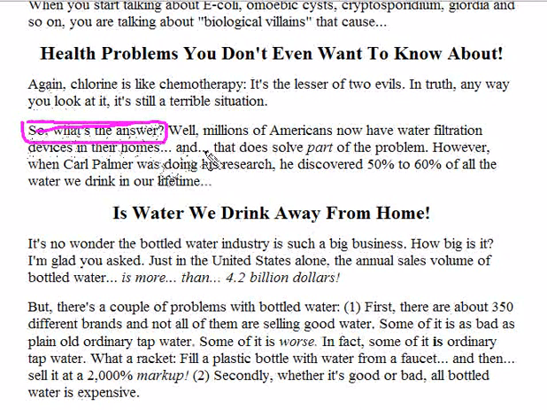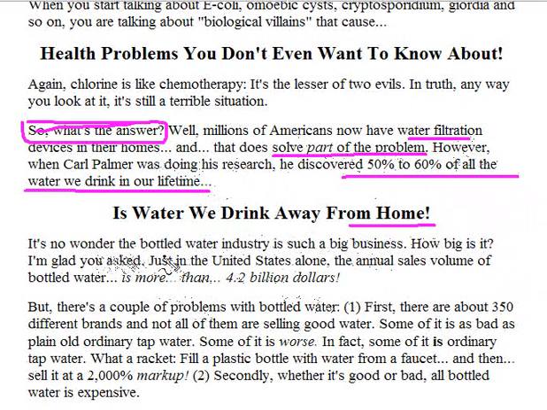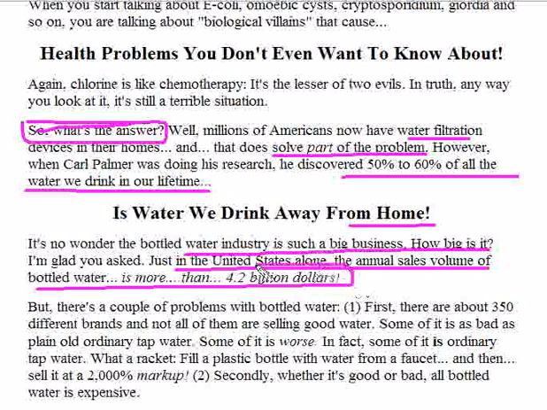What's the answer? Well, millions of Americans now have water filtration devices in their homes, and that does solve part of the problem. However, when Carl Palmer was doing his research, he discovered that 50 to 60% of all the water we drink in our lifetime is water we drink away from home. So yes, filtration does work, and that helps the problem, but what about when you're not at home? I mean, what are you going to do? It's no wonder the bottled water industry is such a big business. How big is it? I'm glad you asked. In the United States alone, annual sales volume of bottled water is more than $4.2 billion.